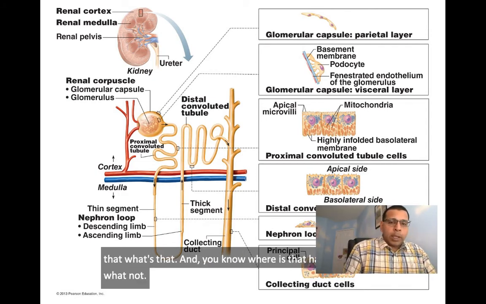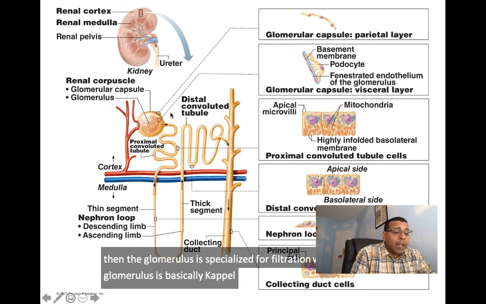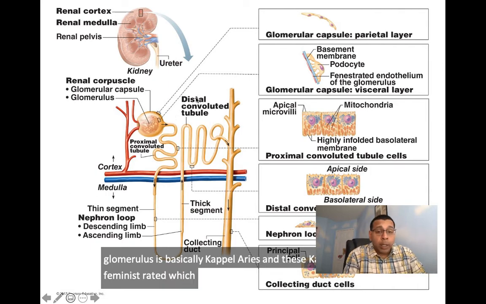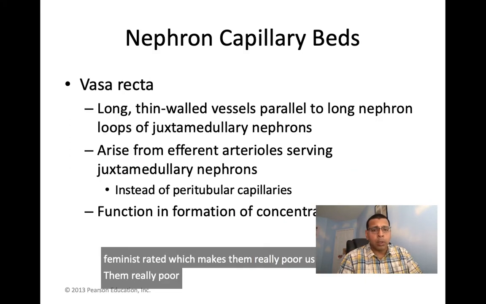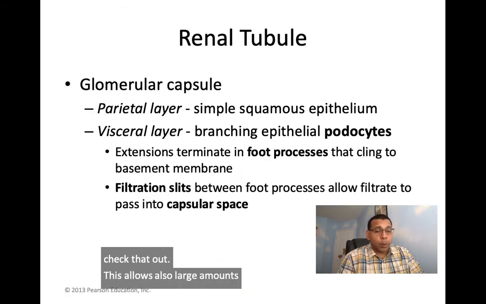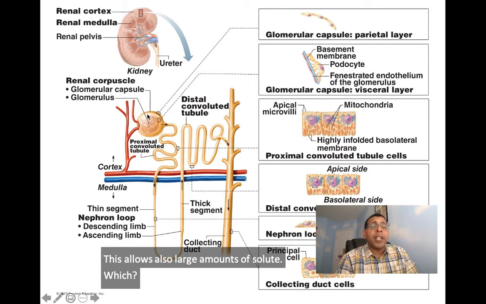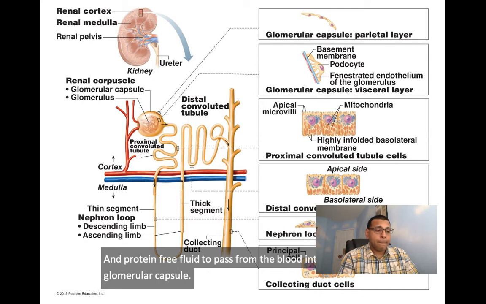So here then, when we talk about the glomerulus, the glomerulus is specialized for filtration. We said the glomerulus is basically capillaries, and these capillaries are fenestrated, which makes them really porous. And we'll go through and check that out. This also allows large amounts of solute-rich, protein-free fluid to pass from the blood into the glomerular capsule. So here again, you can see all the different parts.